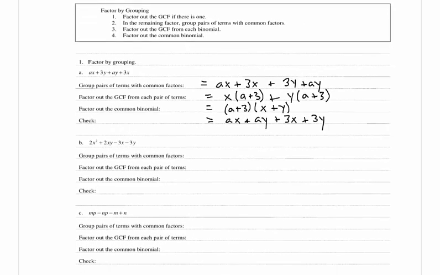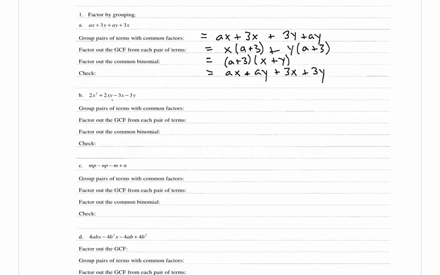In B, we have 2x squared plus 2xy minus 3x minus 3y, and they want us to group pairs of terms with common factors. And our polynomial is already grouped together. We have a common factor of x in the first two terms and a common factor of 3 in the second two terms. So I'm going to rewrite it just the way it is. And now we want to factor out the greatest common factor from each pair. In our first two terms, we have a common factor of 2x.